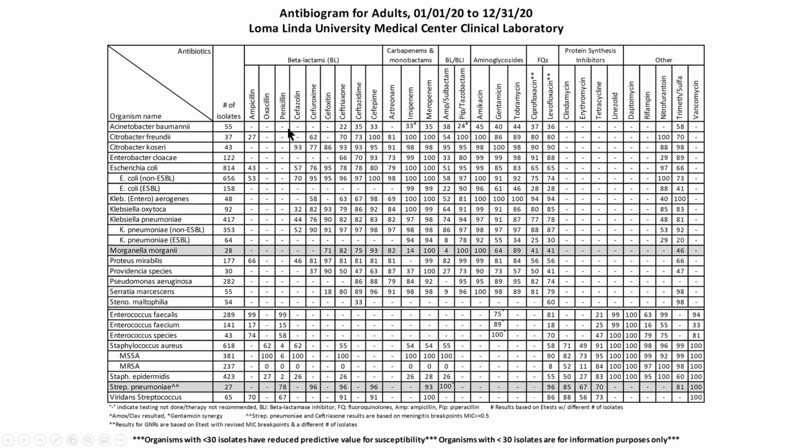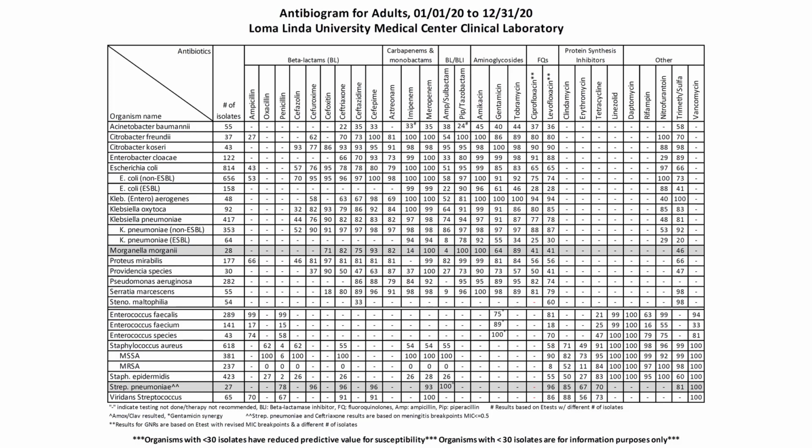So if there's a dash, it just either wasn't active or wasn't tested. And then if there's a number, it's telling you what percentage was susceptible. So for example, here it will tell you that 22% of those 55 isolates were susceptible to ceftriaxone. So this number is a percentage. It's not saying 22 of the 55. It's saying 22% of the 55. So these are pretty bad, as you can see, and that's because Acinetobacter is a problematic organism.